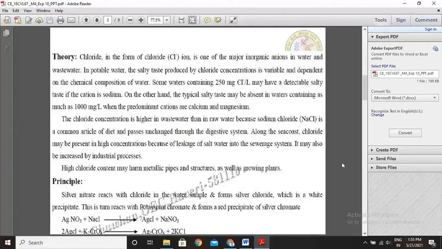See here, these are the chemical equations. Silver nitrate plus sodium chloride reacts to give silver chloride plus sodium nitrate. The second equation is 2 times silver chloride plus potassium chromate, which produces silver chromate plus potassium chloride. So this is the principle of silver nitrate reaction.